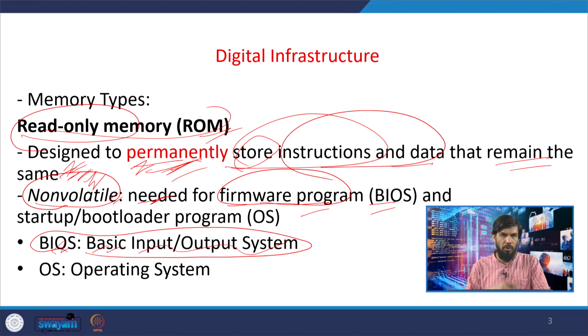So therefore there is no change in the instructions and the data that go with this particular firmware program. Obviously, at times we need to update this, so that kind of support is provided in different variants of ROM, right. So that is there. So it is needed for firmware programs, and then another example is the startup bootloader program, that is for the OS, right.